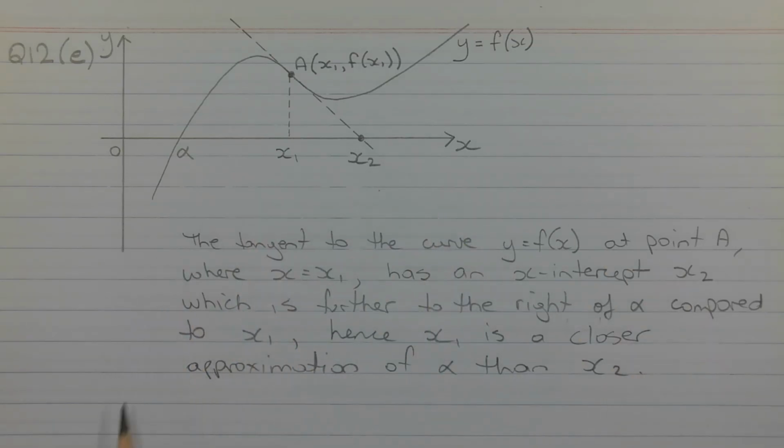And I've noted it here. The tangent to the curve y = f(x) at point A, where x = x1, has an x-intercept x2, which is further to the right of alpha compared to x1. Hence, x1 is a closer approximation of alpha than x2.